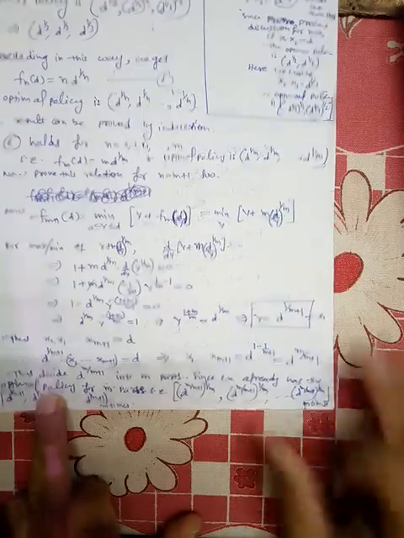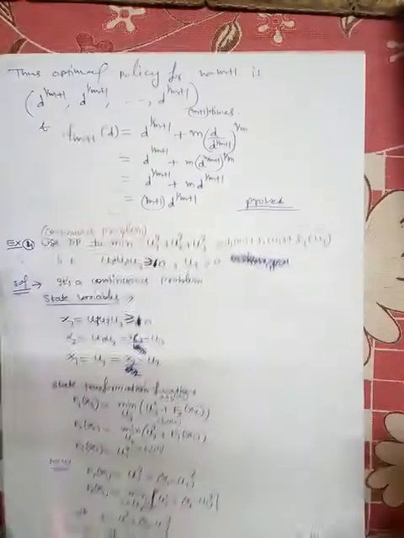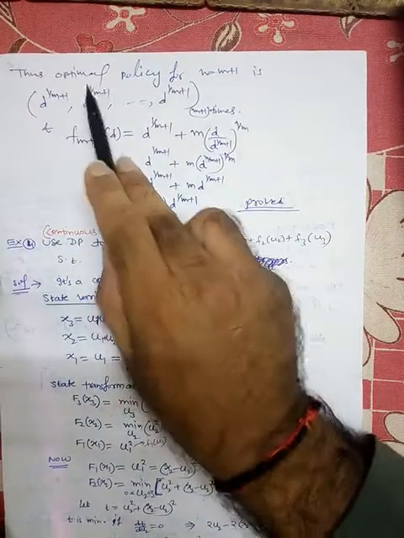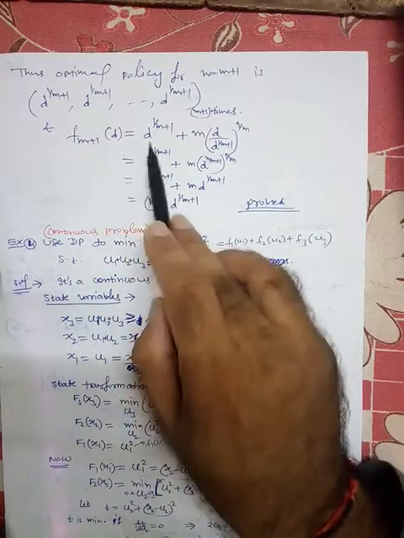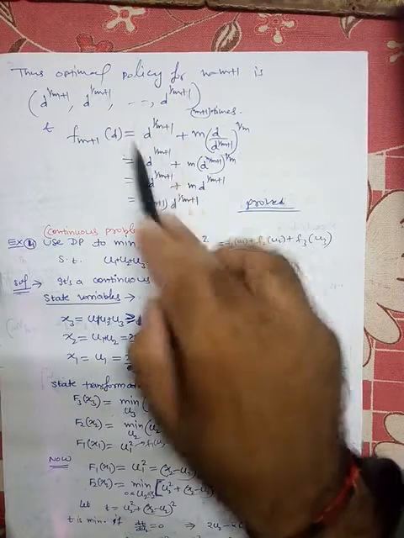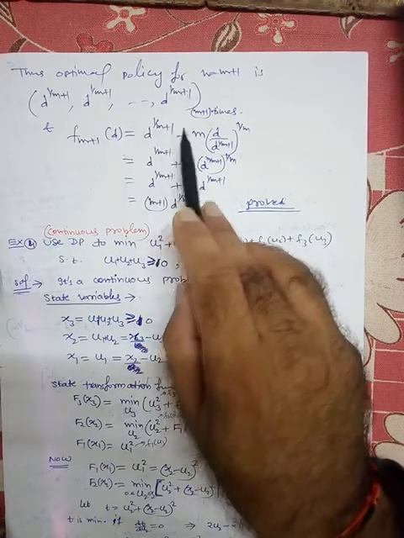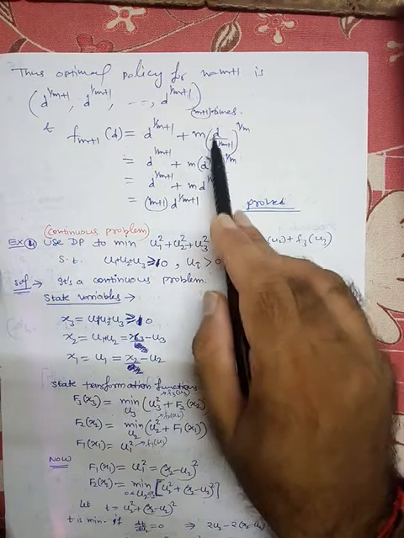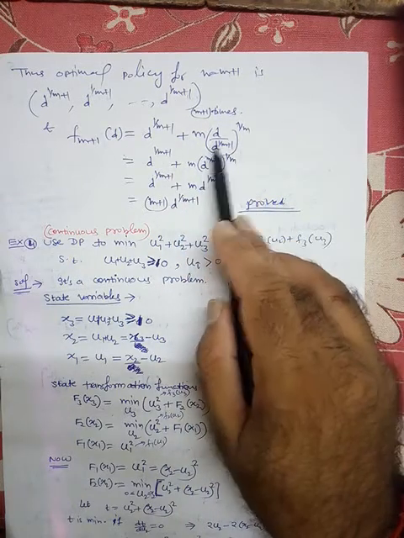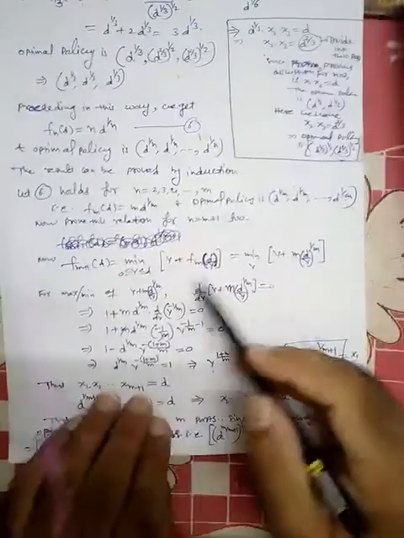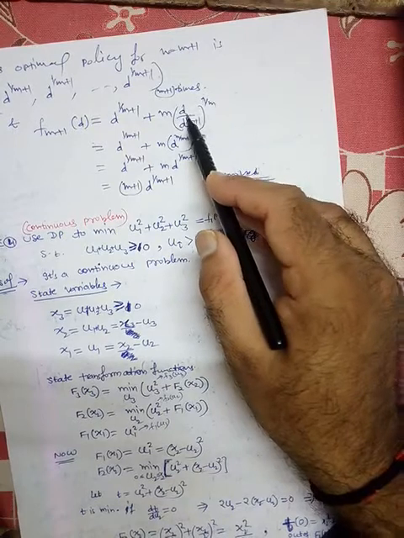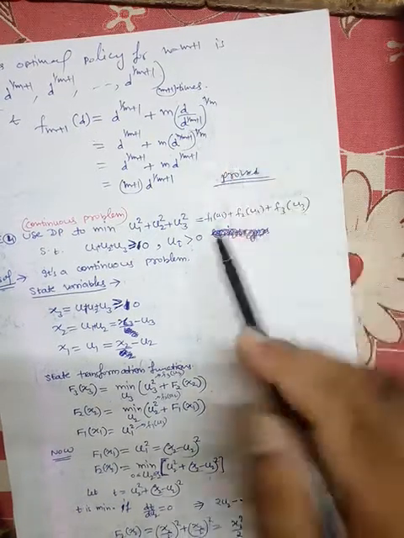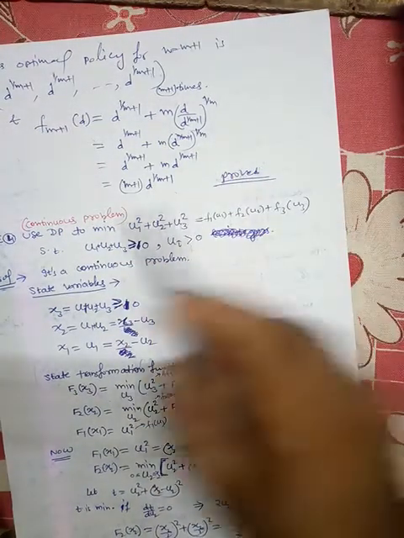Hence, ultimately what will be our policy? Our policy should be d raised to the power 1 by m+1, d raised to the power 1 by m+1, d raised to the power 1 by m+1, and the total sum fm+1 d is d raised to the power 1 by m+1, this is x1, plus m d raised to the power, this is your f2, this quantity. So m times d by d raised to the power 1 upon m+1, raised to the power 1 by m. After simplification we get this, hence proved.